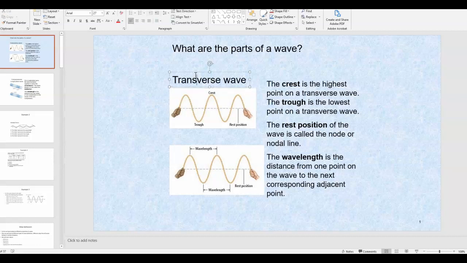And so most waves in existence are transverse waves. That's why when you ask somebody to draw a wave, typically they're going to draw a transverse wave. And just to recap, a transverse wave has some different parts that you need to know. For example, the top of the transverse wave is the crest. The bottom part is called the trough.